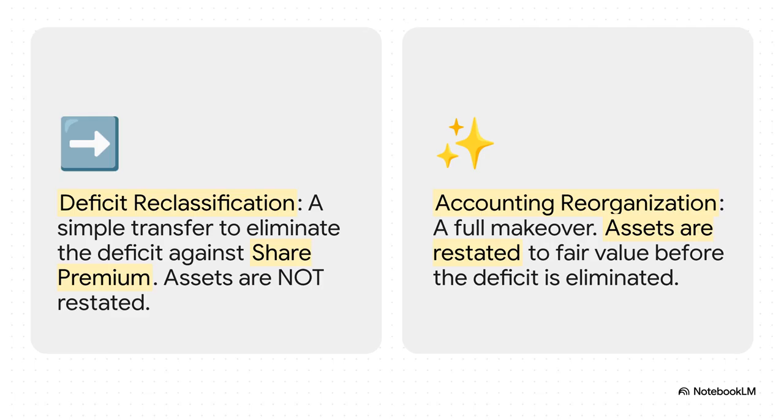Okay, pay attention because this is a critical distinction for the LECPA. On the left, you have deficit reclassification. It's the simple path. Think of it as just moving money from one pocket, like share premium, to another to cover the deficit. Simple transfer. But on the right, you have the accounting reorganization. This is the full makeover. You're not just moving money, you're reevaluating the worth of your assets and liabilities before you wipe out the deficit.